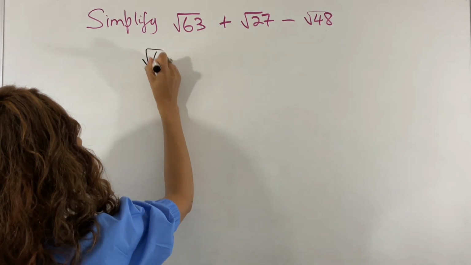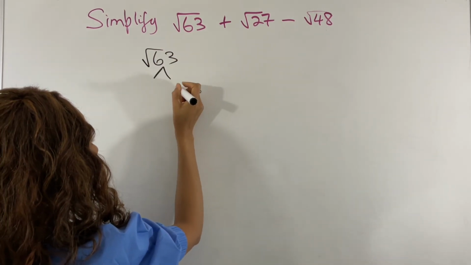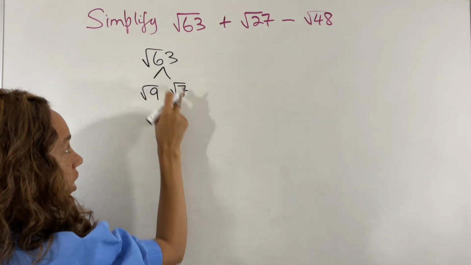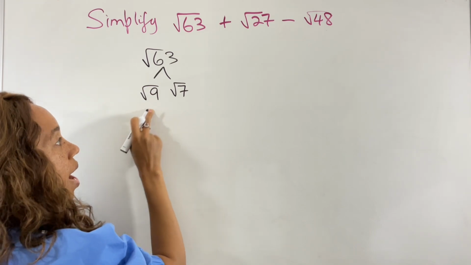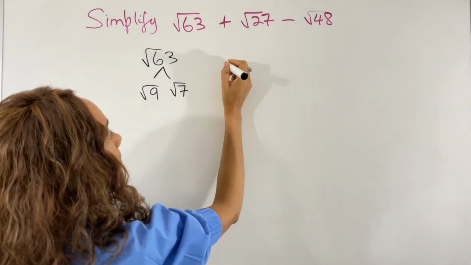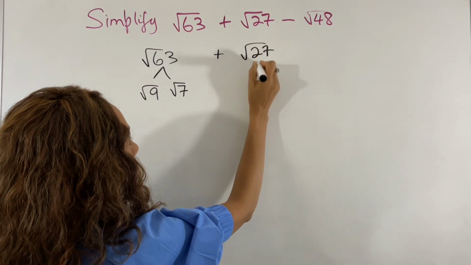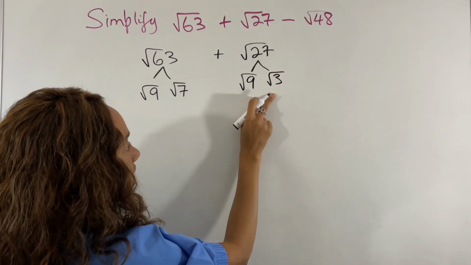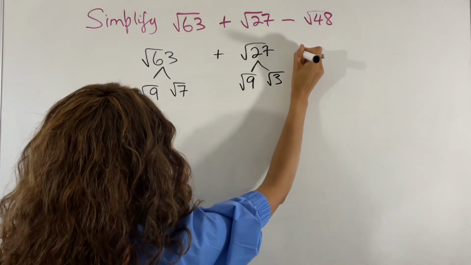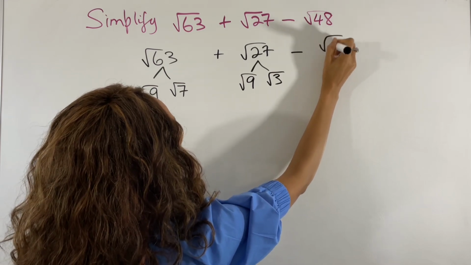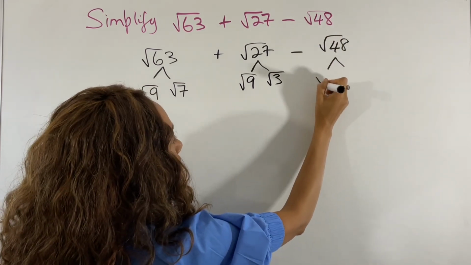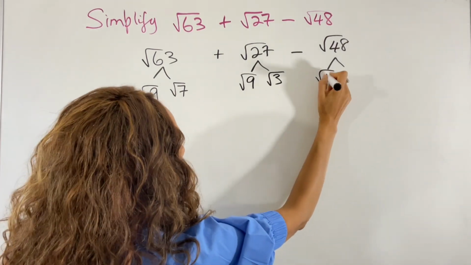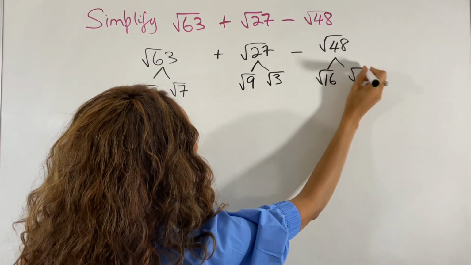We have radical 63 is going to be broken down into radical 9 and radical 7, because 9 times 7 will give you 63. 9 is a perfect square, and square root of 7 is a non-perfect square. And radical 27, we are going to break it down as a perfect square, which is 9, and 9 times 3 is 27, so you have radical 3 as a non-perfect square here. And square root of 48, let's break this down. Perfect square, we could have chosen 4 and 12, but that is not the highest perfect square. We are going to choose radical 16 and radical 3.